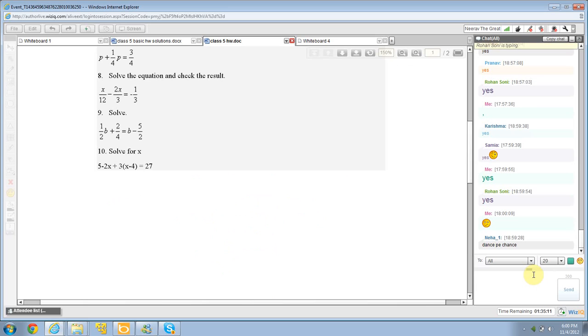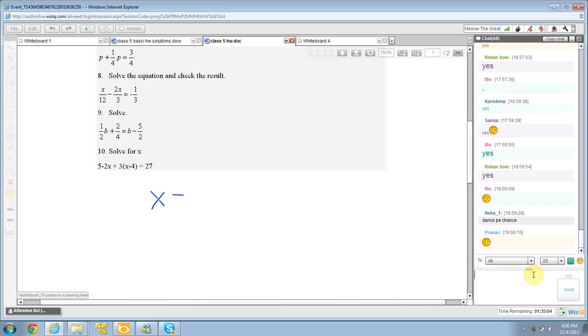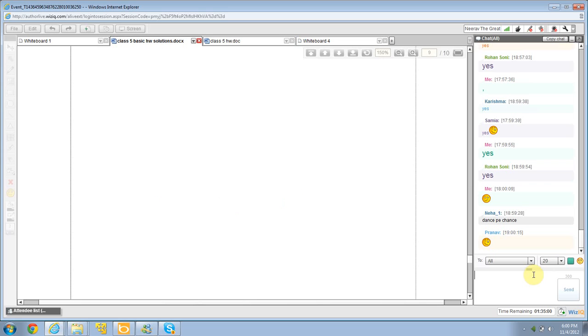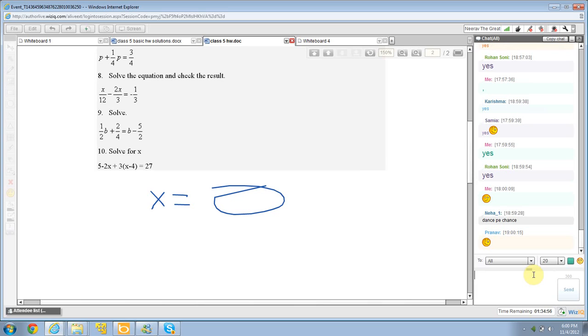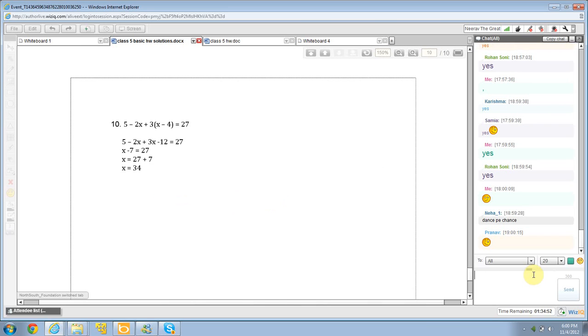Solve for x. So what you have to do is you just have to basically isolate x on one side and numbers on the other. Same as always. So, 5 minus 2x plus 3 times x minus 4 equals 27. Okay, I'm just making sure the problems are right.